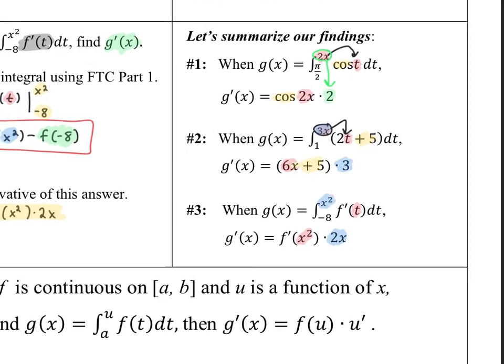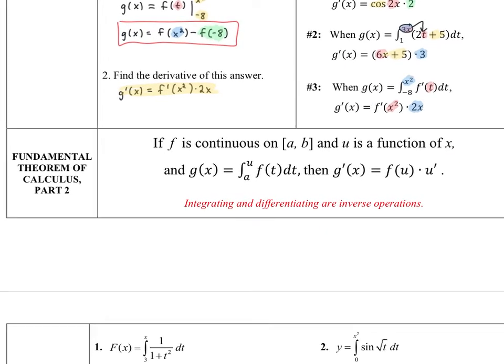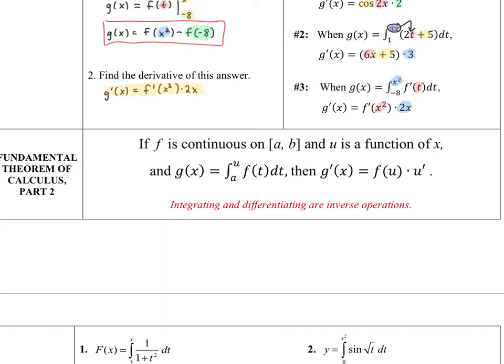And this shortcut you see going on is what we call the fundamental theorem of calculus part 2. It says that if you have a continuous function, f, on some closed interval [a, b], and u is a function of x, notice that u is my upper limit. This lower limit is a constant, so a is that beginning of the interval.